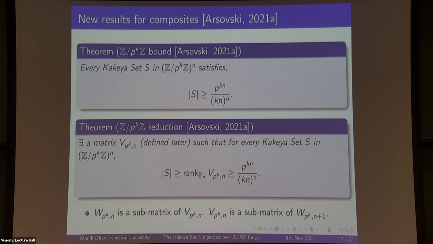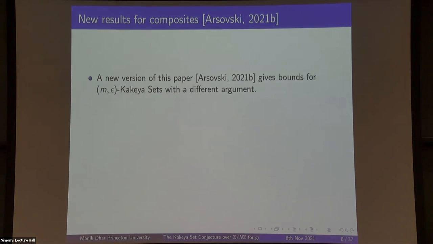So this means that the P to the K cases are settled. But I think a few months after this, in a new version of this same paper, Arsovski gives bounds for m epsilon Kakeya sets with a slightly different argument. What is m epsilon?